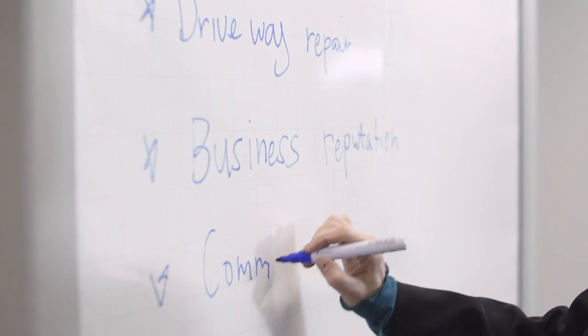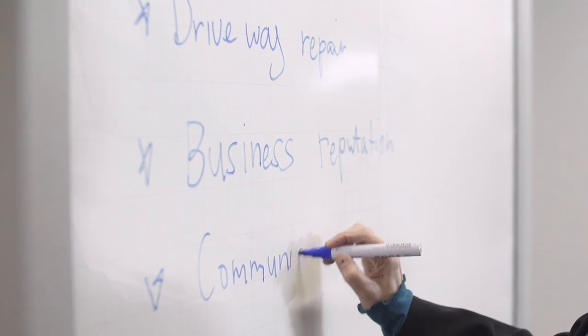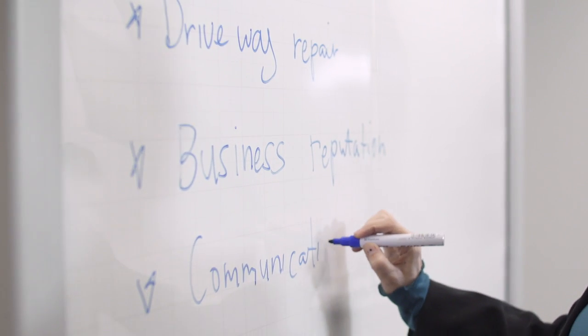This is a key list of issues to be discussed. These seem to be the core issues. You've both stated that the driveway needs to be repaired. You both mentioned that business reputation is important for you. Finally, you both identified the difficulty you've had with communication. Do you both agree that these are the core issues that need to be discussed? All right, which would you like to discuss first?